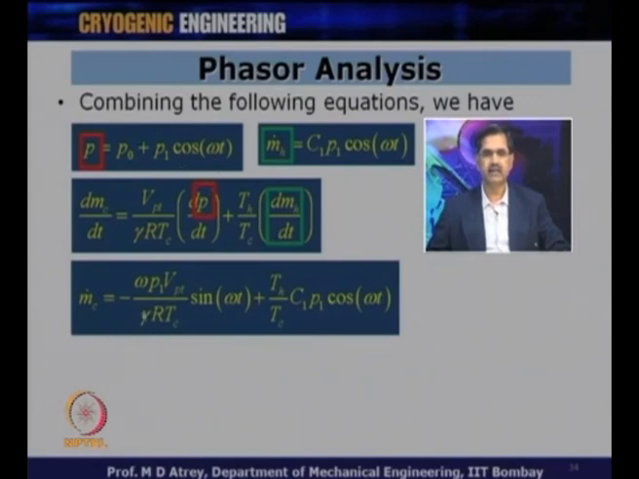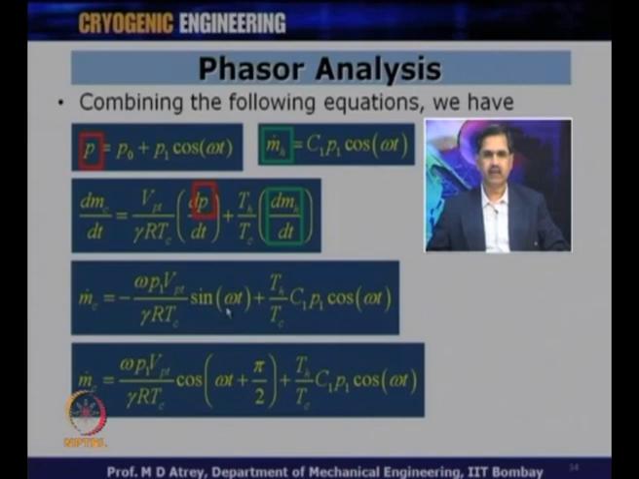cos omega t, which will be minus sin omega t. So, I will get a minus sin omega t term, and I will put C1 P1 cos omega t over here. So, I got m dot c as a sum of two components: one component is this cos omega t, the other component is sin omega t. If I want to write this in terms of cos instead, then minus sin omega t is cos omega t plus pi by 2. This is clear from the trigonometry. So, m dot c can now be written as one cos term, cos omega t, and the other term, cos omega t plus pi by 2.